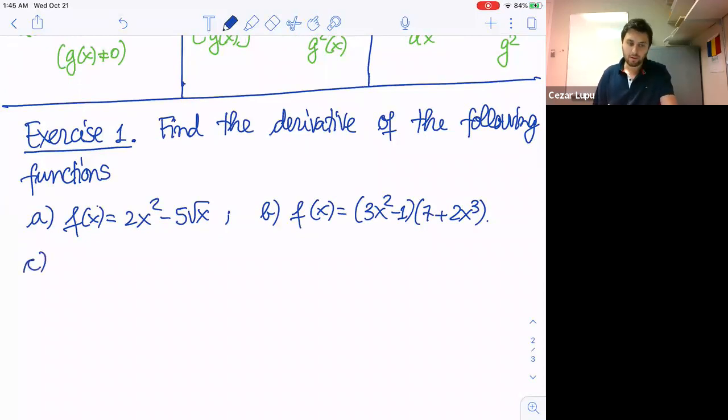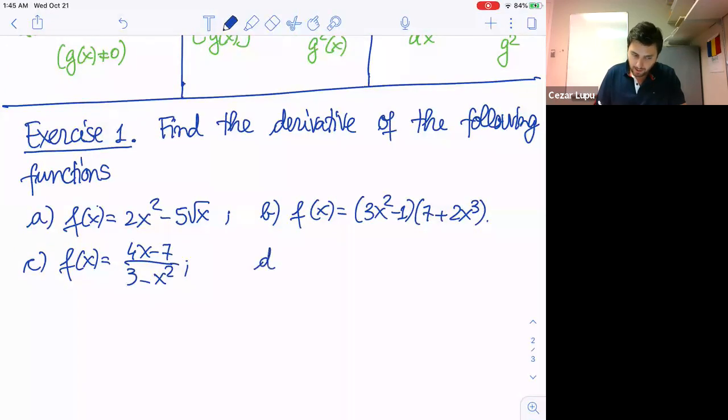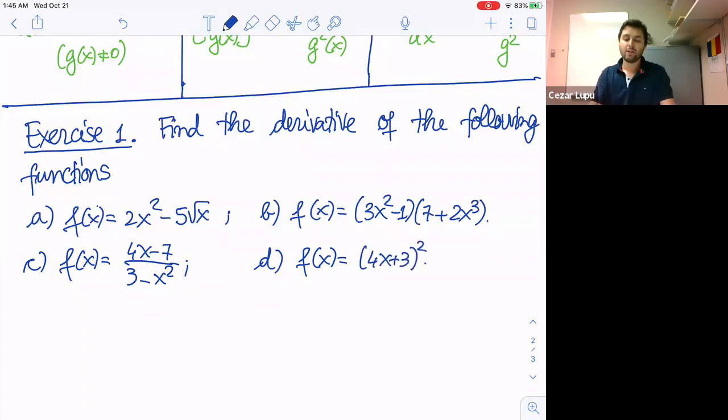C, let's take the quotient, a rational function. f of x will be 4x minus 7 over 3 minus x squared. And D, let's say f of x will be equal to, although this is the composition of a function, but anyway, let's take 4x plus 3, everything squared. All right, so these are the 4 functions, and we want to find the derivative of these functions.